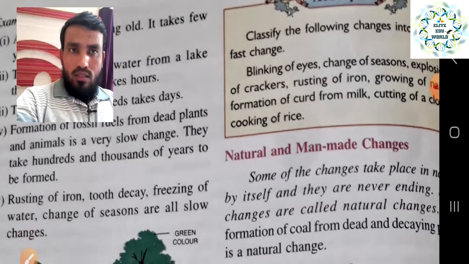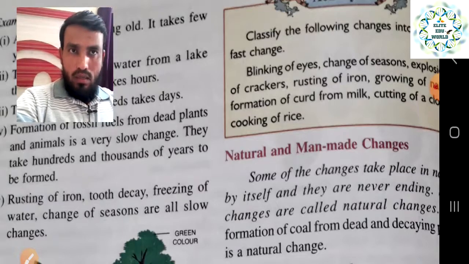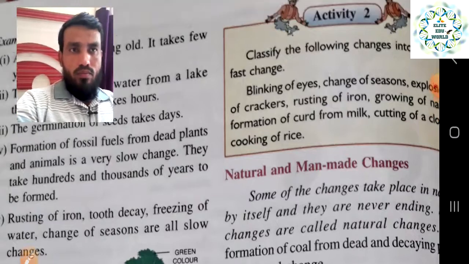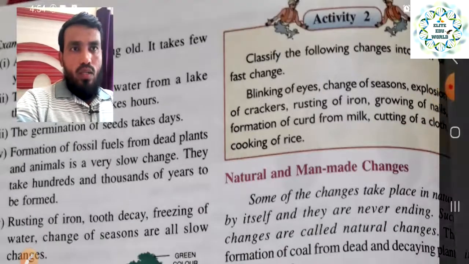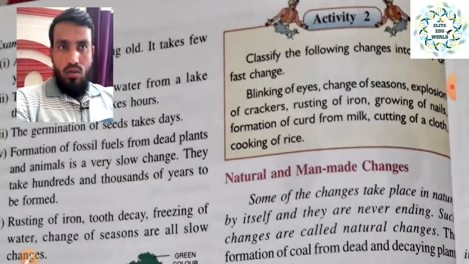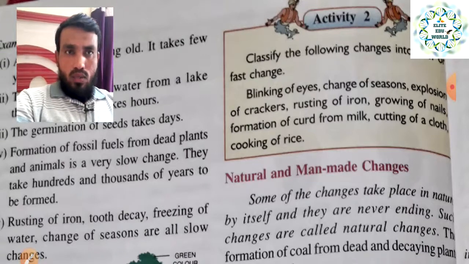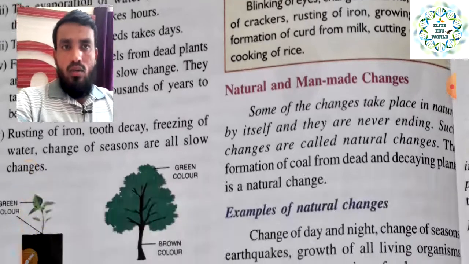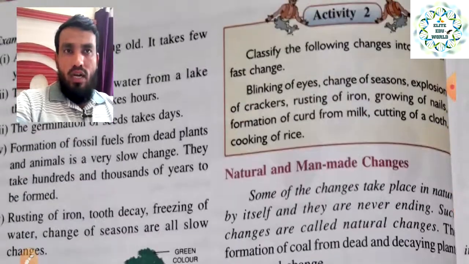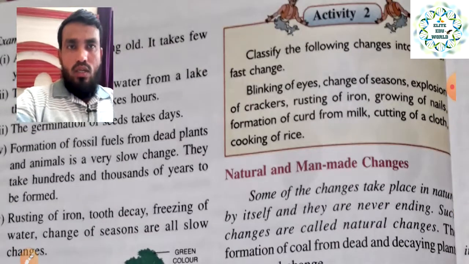Explosion of the crackers, rusting of iron, growing of a plant, formation of curd from milk, cutting of cloths when someone wants to stitch the cloth, and cooking of rice. So these are some examples. You just divide them into which is a fast change or which is a slow change. Okay, classify slow and fast change.